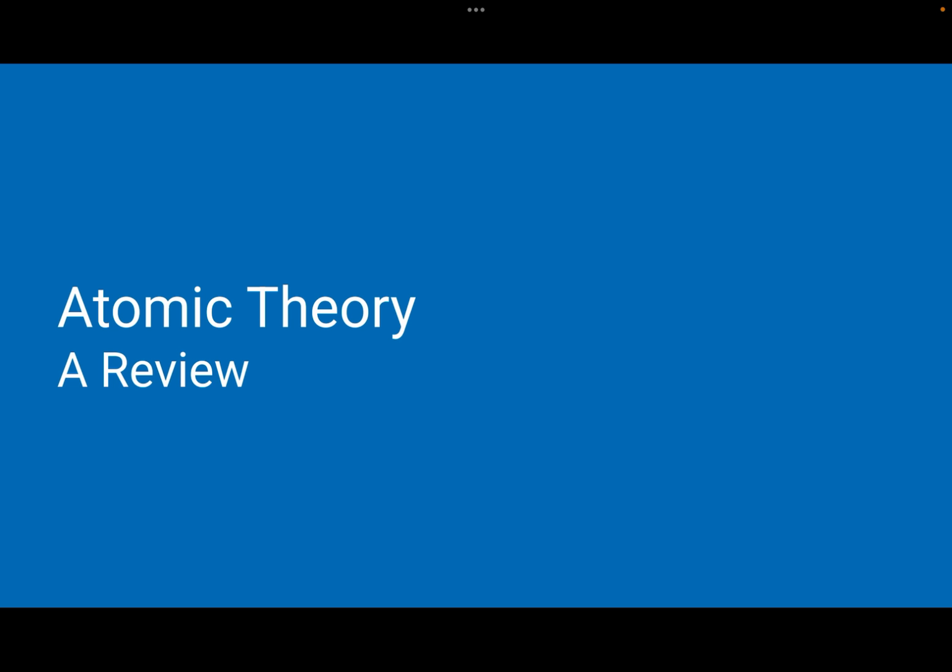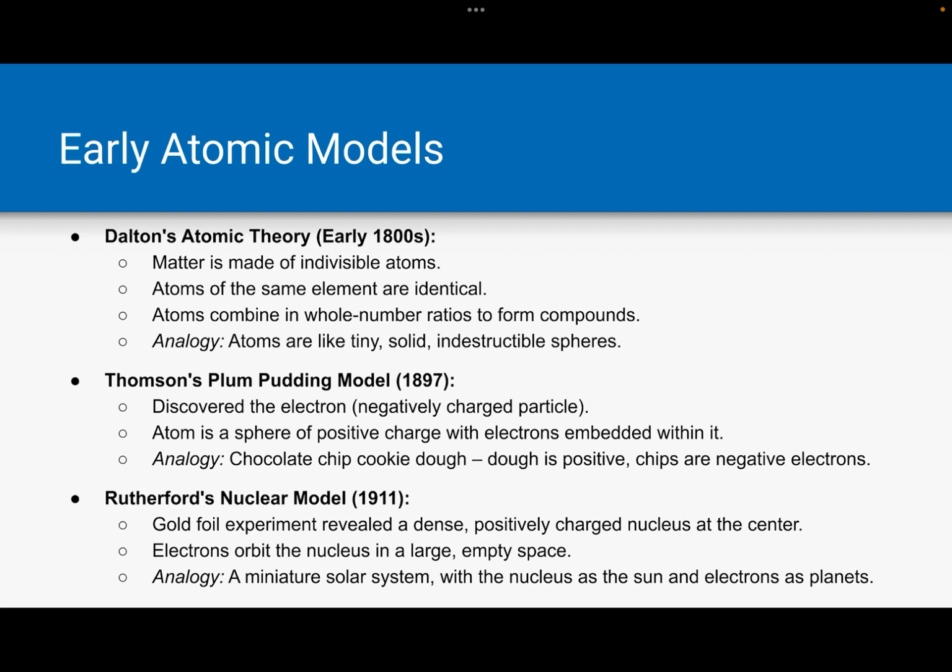Okay, so let's start by reviewing what we had learned in the past about atomic theory. In the early 1800s, Dalton came up with a theory, what I like to call the billiard ball model, such that matter was made up of individual atoms. Atoms of the same element were identical, but in his case these were solid indestructible spheres. This was a big deal because it was the first time somebody had determined that there were different types of elements and that matter was made up of these different types of elements. That was quite a momentous occasion when Dalton came up with his theory.